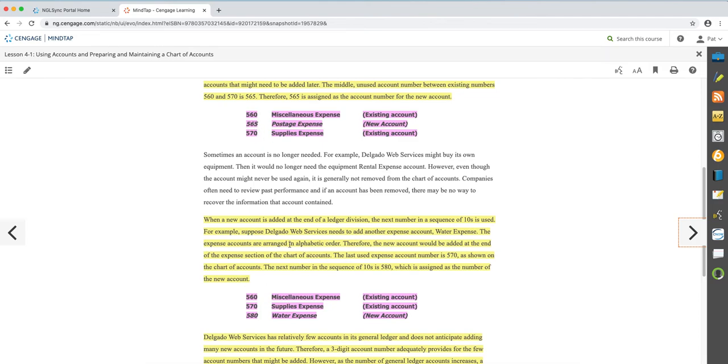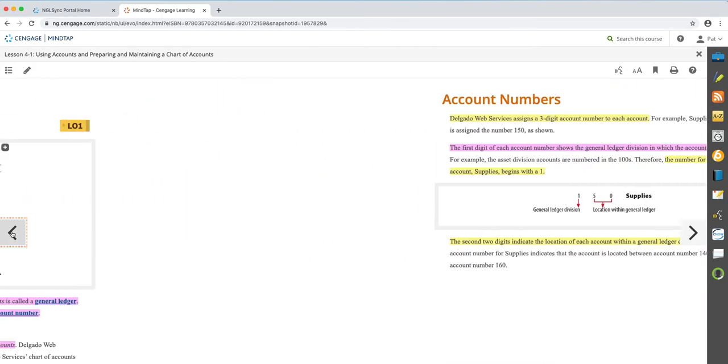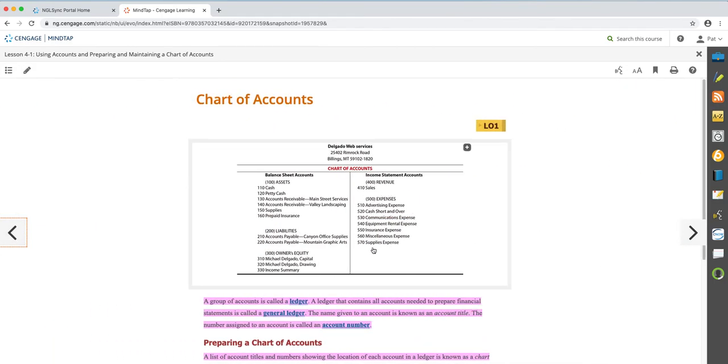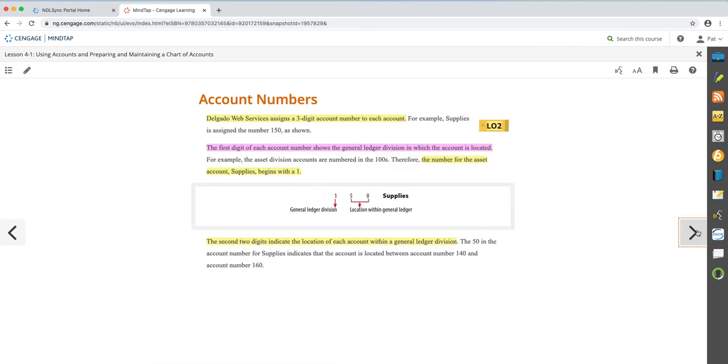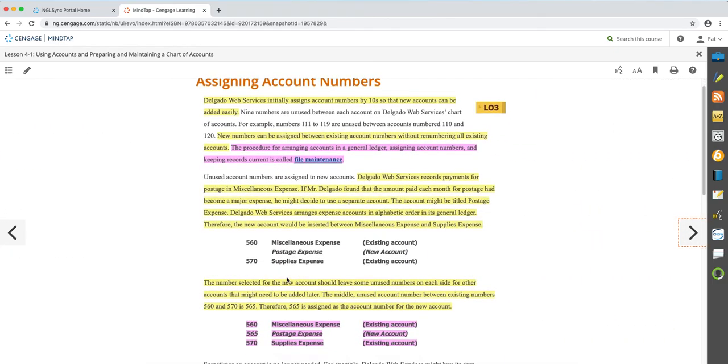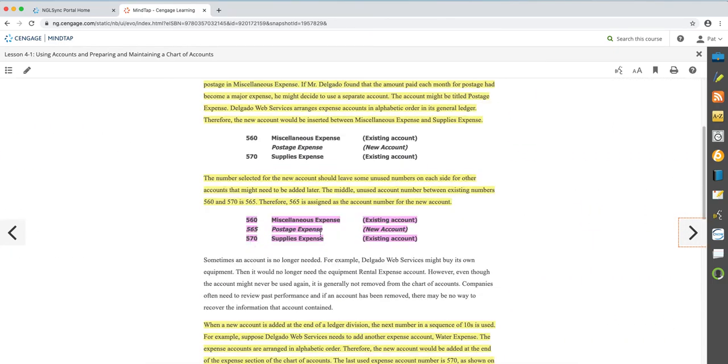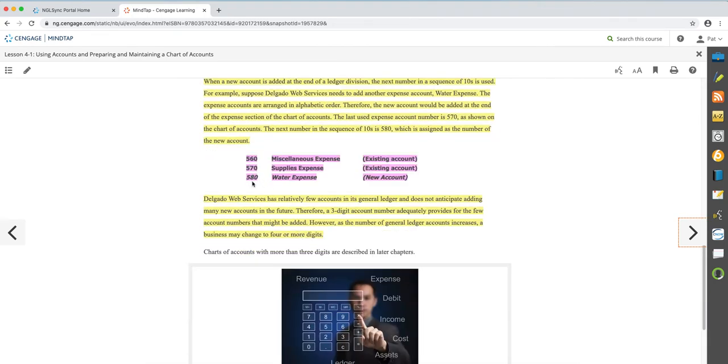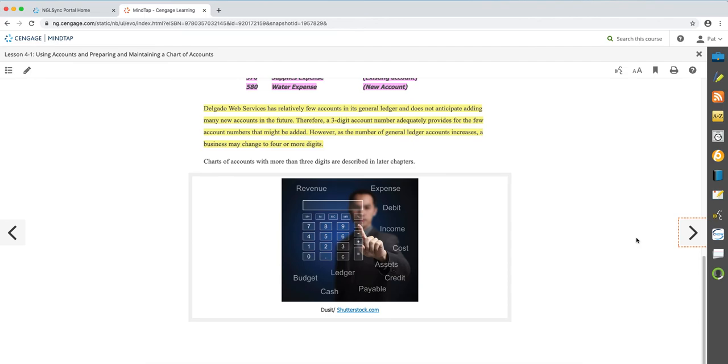Now, if we add an expense like water to the end, so it's the last one. If we looked at our chart of accounts and we were going to add water, we'd look and go, oh, water goes at the bottom. Well, we're going by tens, right? It's not going in the middle like postage did. So it's going at the bottom. So just assign it the next 10 number. So 560, 570, it goes at the end, so 580. With a 3-digit account number, like we said, the file maintenance goes up every 10.